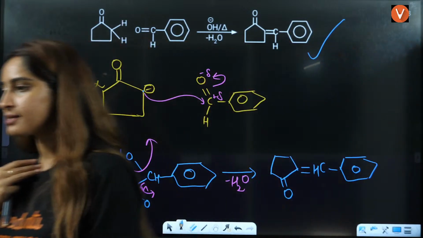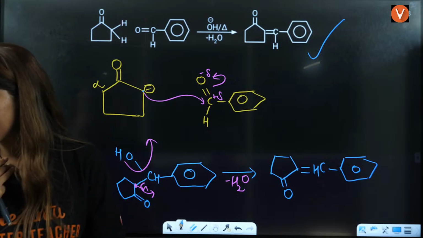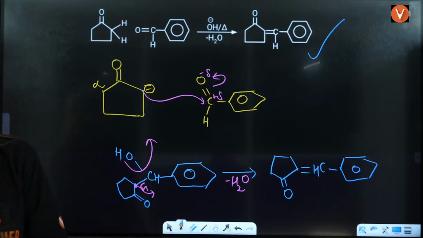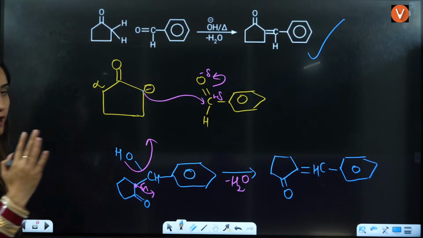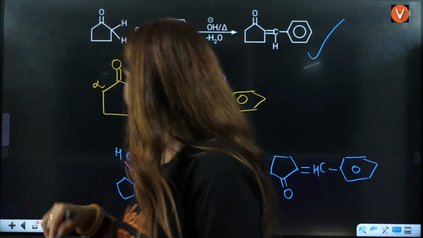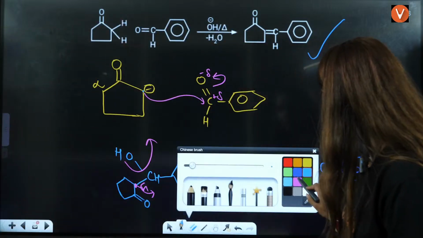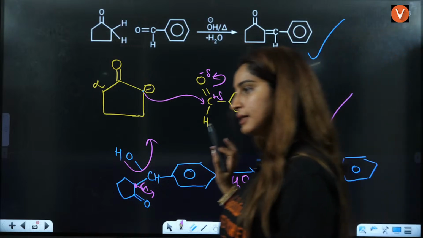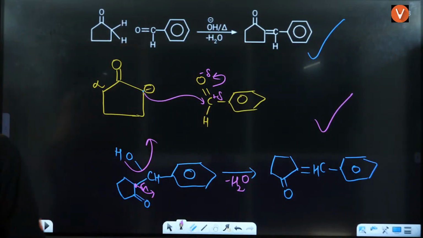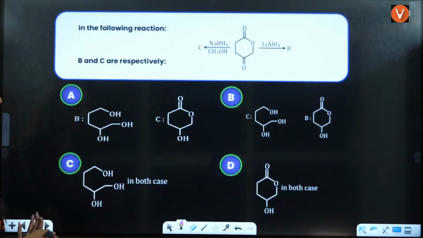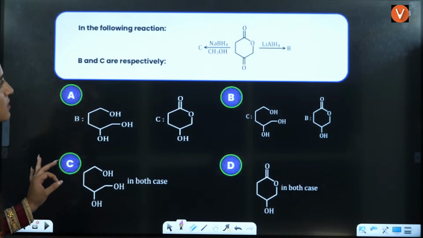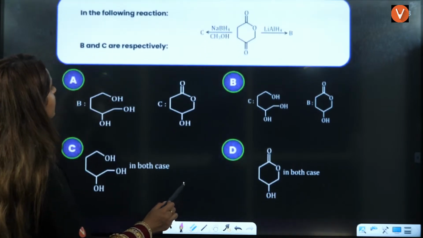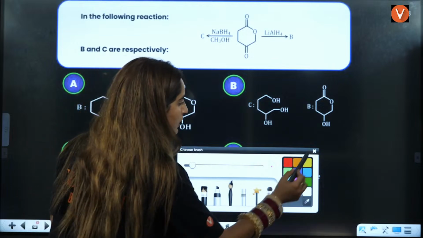So basically this is nothing but aldol condensation. Okay, this is nothing but aldol condensation. Got it or not? Got it? Clear? Clear to everybody? Right? Okay. Now, next is: in the following reaction, B and C respectively are.